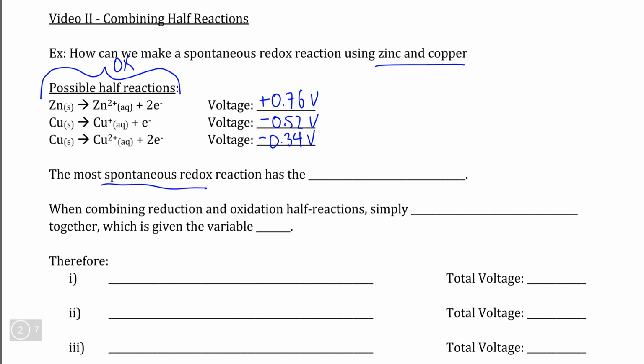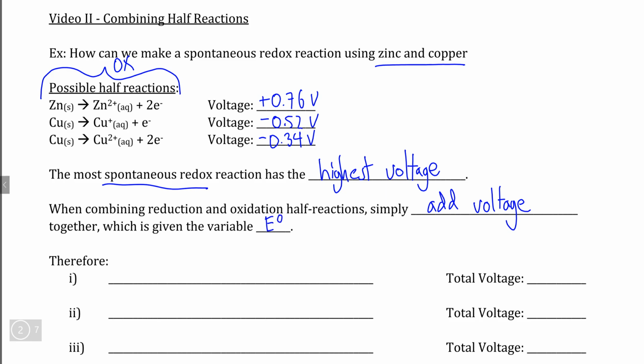Now, since a spontaneous reaction is defined as any reaction with a positive voltage, it's logical to assume that the most spontaneous redox reaction is simply the one with the highest total voltage once the oxidation and reduction reactions are joined together. So in order to find out which combination of half reactions has the highest total voltage, we simply add the voltage of the reduction and the oxidation half reactions together in order to give us the total redox potential, which is represented by the variable E naught.